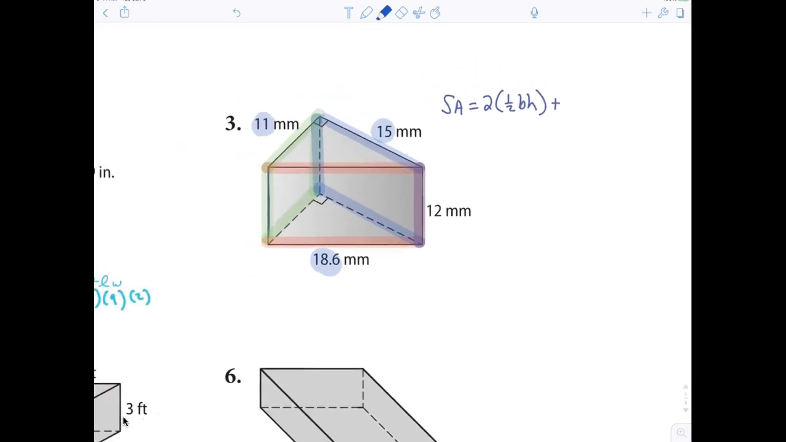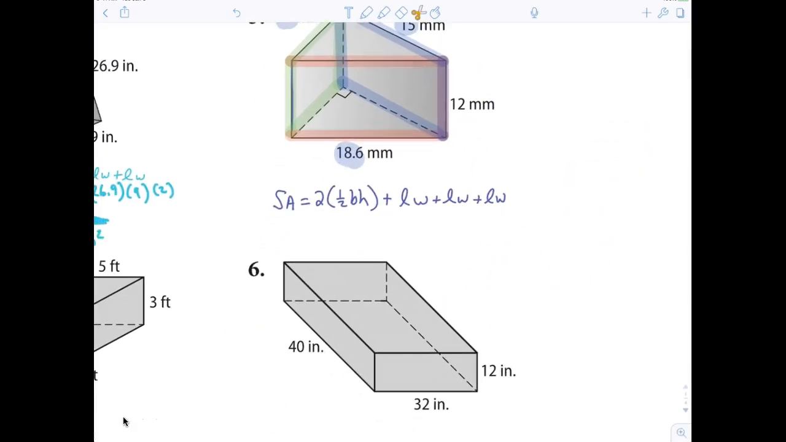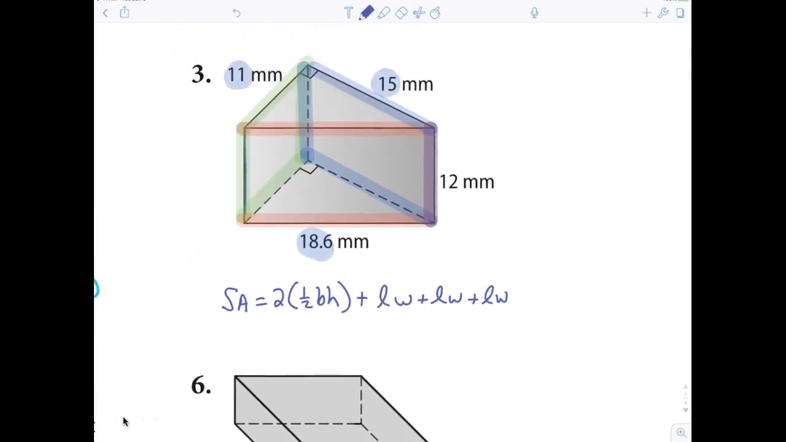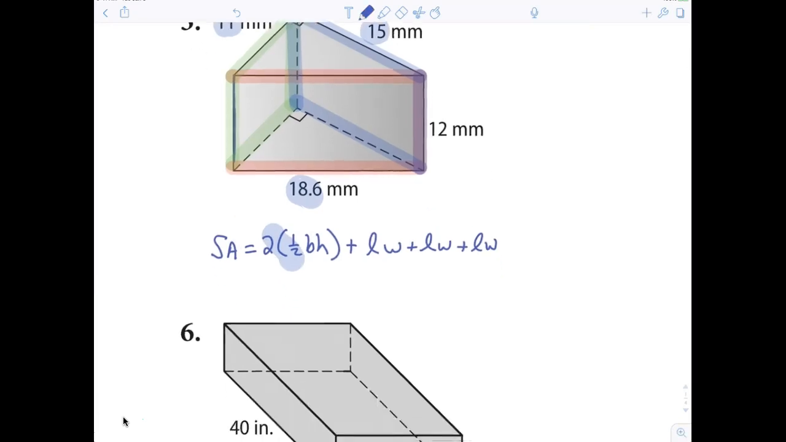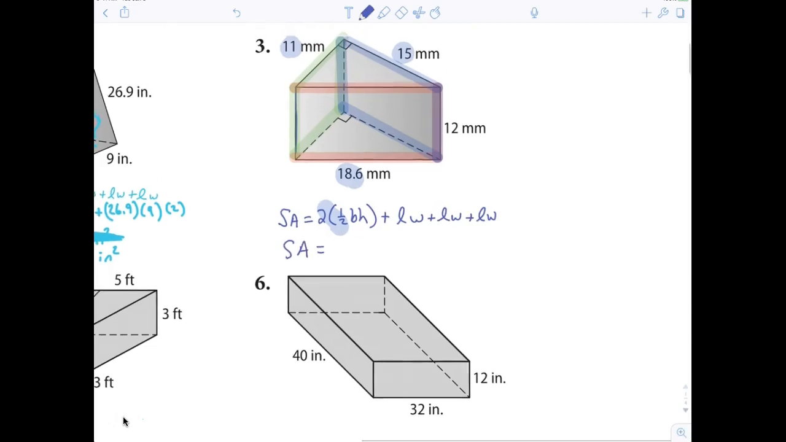So it's going to be 2 times 1/2 base times height plus what? LW plus LW plus what? LW. That's what I need out of you guys. And then, of course, somebody already said the 2 and the 1/2 are going to cancel out because we're smart. So let's cross that out. All right, now I need the numbers. Surface area equals, what's the base and height of the triangle? 15 and 11.